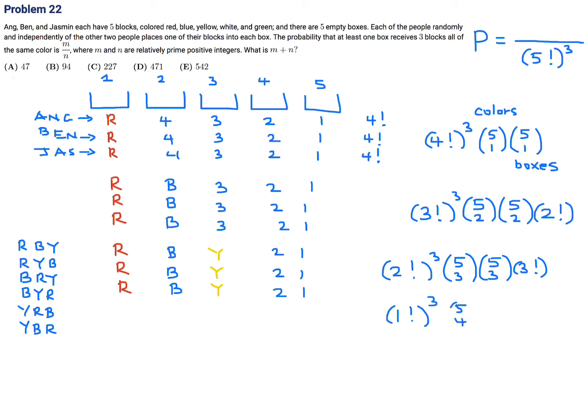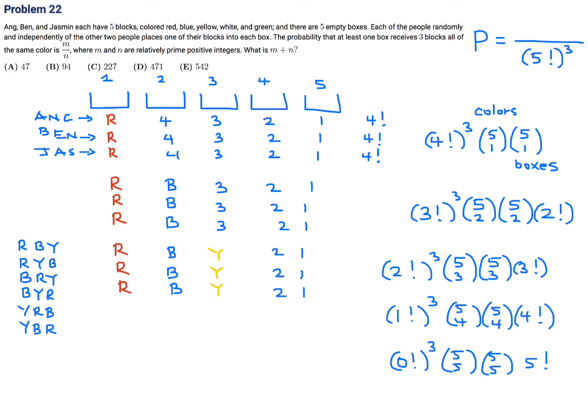5 choose 4. And this is going to be 4 factorial. And this is when you have 4 boxes that have all the same color. And then the very last one would be all 5 boxes. So 0 factorial here. 5 choose 5. And then 5 factorial.